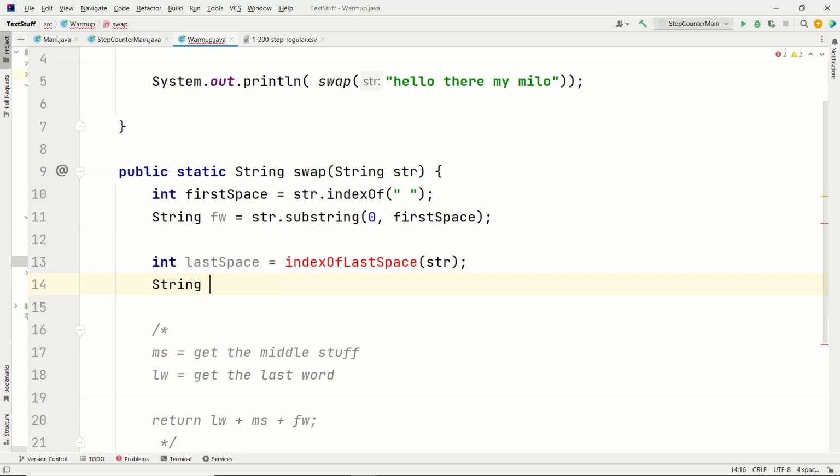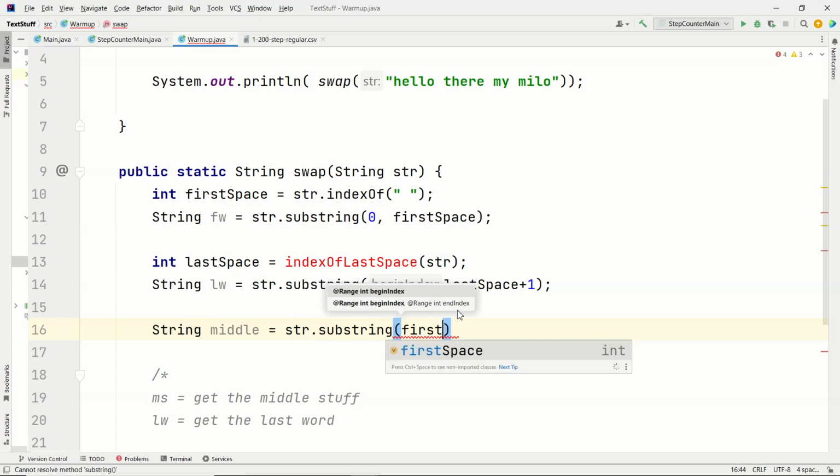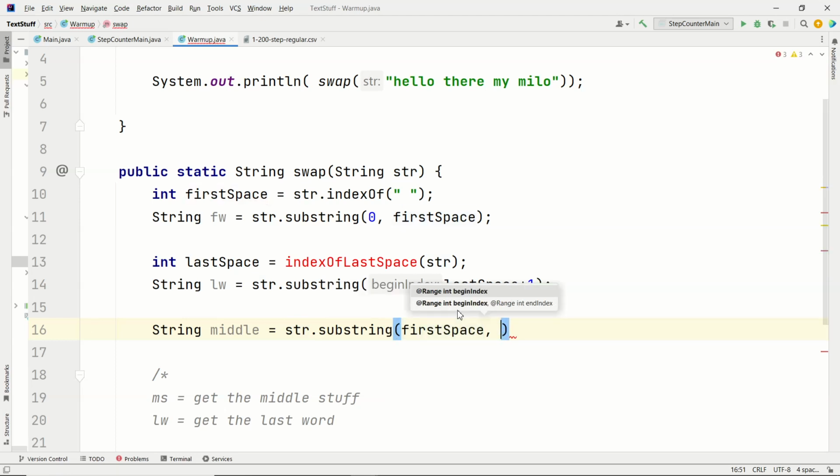If it's given us the right answer, I can get the last word by saying string.substring last space plus 1, and then I just want to go to the end of the string. Why did I do plus 1? Because I don't want the last word to include that space. I want to start after the place where I saw the space. Okay, so I've got the first word, I've got the last word, and now middle stuff is going to be string.substring starting at first space and ending at last space plus 1.